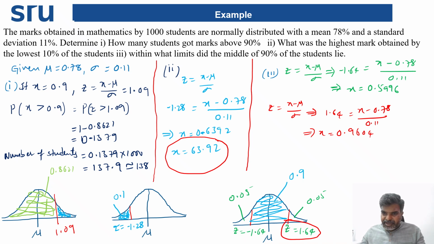Now you can see here. Okay, for the lower limit, we have to multiply by 100 and write it here. So your lower limit is X equal to 59.96 and the upper limit is X equal to 96.04. Okay, for this 90% range, 59.96 is the lower bound and 96.04 is the upper bound. Within these two limits you can find 90% of the students.